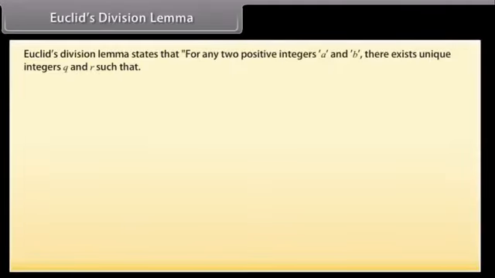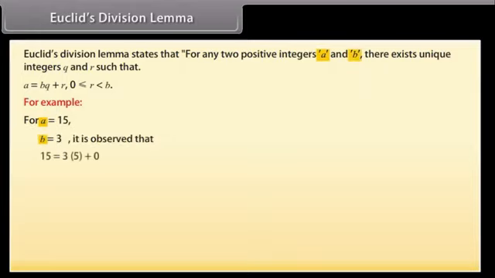Euclid's division lemma. Euclid's division lemma states that for any two positive integers, a and b, there exist unique integers q and r such that a = bq + r, 0 ≤ r < b. For example, a = 15, b = 3. It is observed that 15 = 3 × 5 + 0, where q = 5 and r = 0.